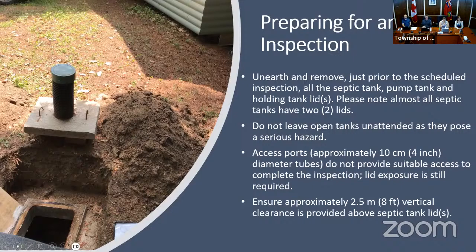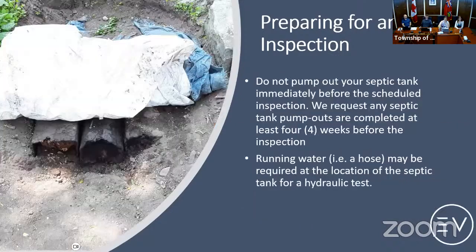And then I mentioned the vertical clearance ahead of time. So we'll just note that we say it's 2.5 meters or 8 feet. That is the height of the rod that we are putting into the septic tanks. So we are seeking for that distance to be provided above the lid so that we can complete that test. Next slide, please.